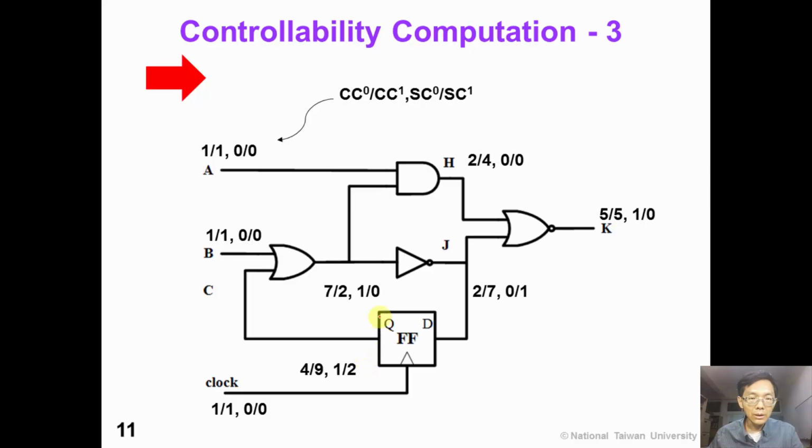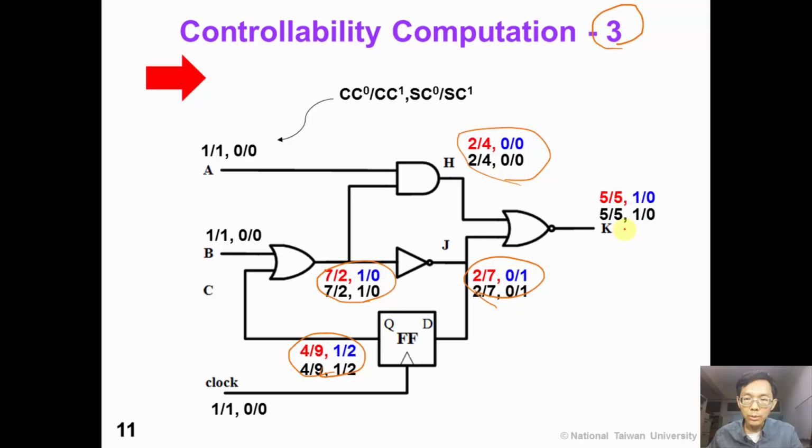Starting from the values from the second iteration, we can now compute the third iteration. And we do it in the same way, and we finish the third iteration. We can see that all the values remain unchanged. So all the numbers are stabilized. So we finish the controllability computation.